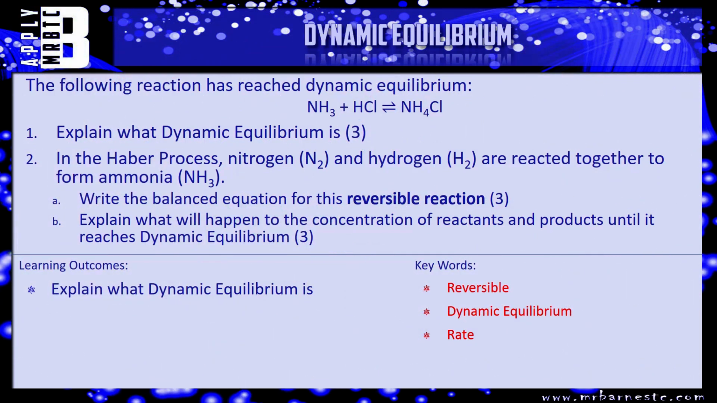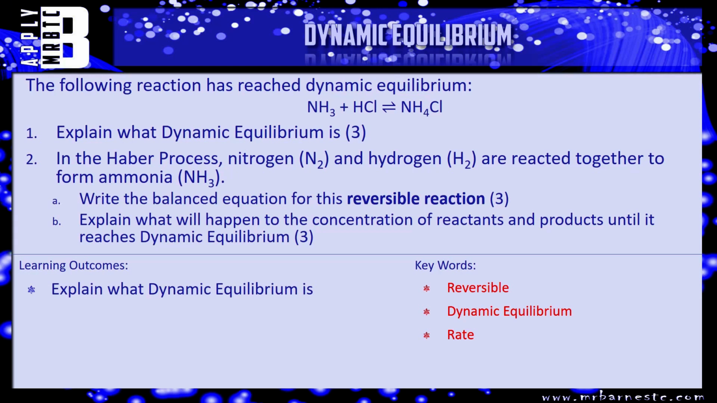Okay, we've got a couple of questions then to see how much you've picked up. First one being, nice and simply explain what dynamic equilibrium is. 3 marks for that. Number 2, in the Haber process, nitrogen and hydrogen are reacted together to form ammonia. Part A, write the balanced equation for this reversible reaction. Hint, reversible reaction, think of the symbol you need to put in. And then B, explain what will happen to the concentration of reactants and products until it reaches dynamic equilibrium.